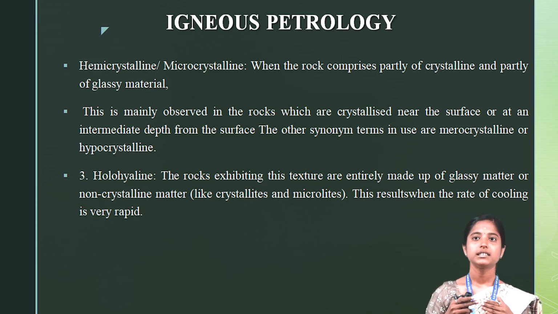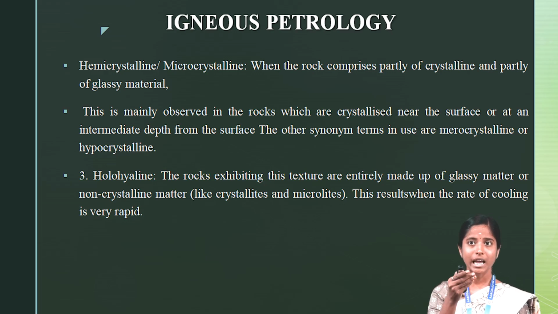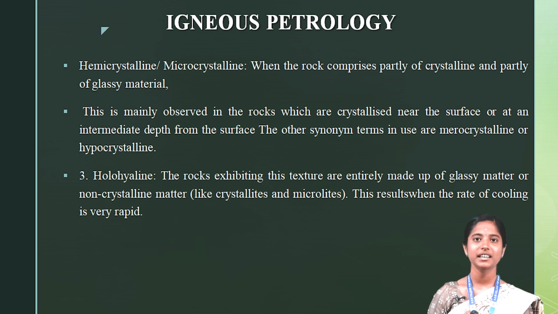Okay, this is mainly observed in the rocks which are crystallized near the surface or at intermediate depth from the surface. So what are the microcrystalline? Because in the volcanic rocks, all the minerals or all the grains are very fine to glassy. So the hemicrystalline and microcrystalline are seen in volcanic rocks. Very good examples are obsidian.